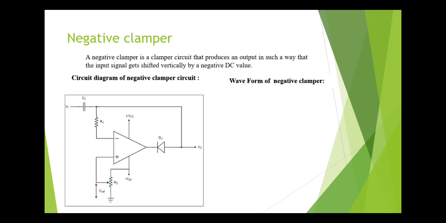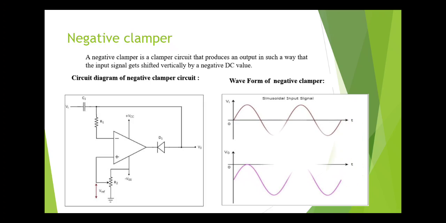Waveforms of negative clamper. These two waves are the input and output waveforms of a negative clamper. From this, we can observe that the negative clamper shifts the applied input waveform vertically downward at the output. The amount of shifting will depend on the value of DC reference voltage.